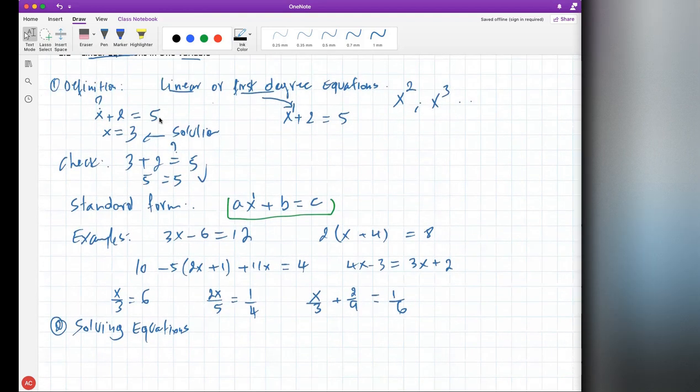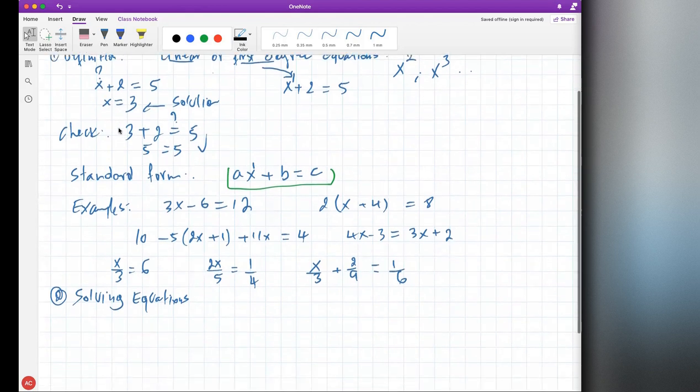So let's see how to solve these. Starting with the first one, maybe let's do this one. It's simple, but it has one step. Let's see that step. So the first one, we said x is 3. This is how you actually do it.